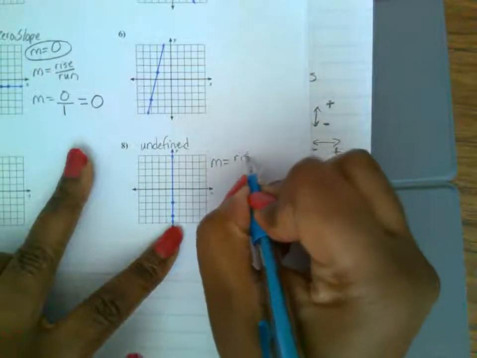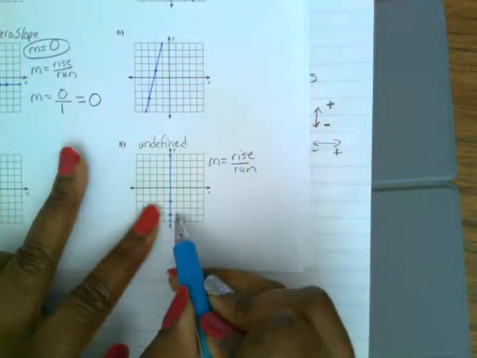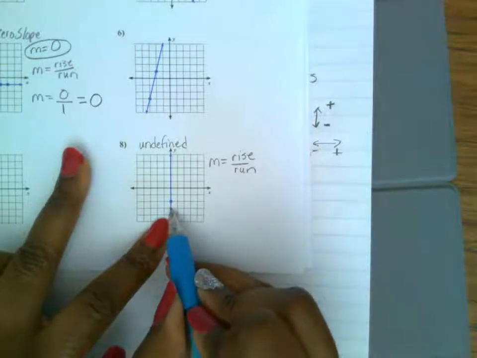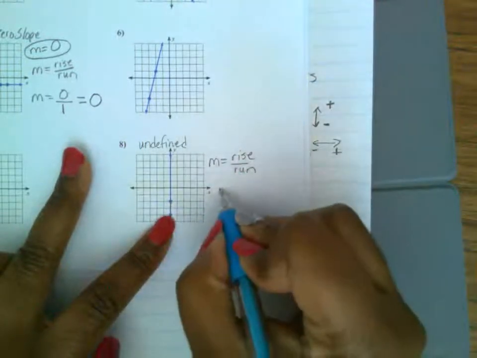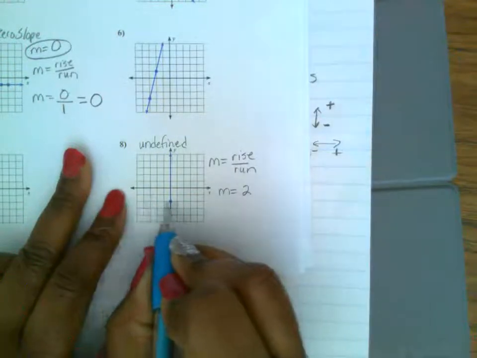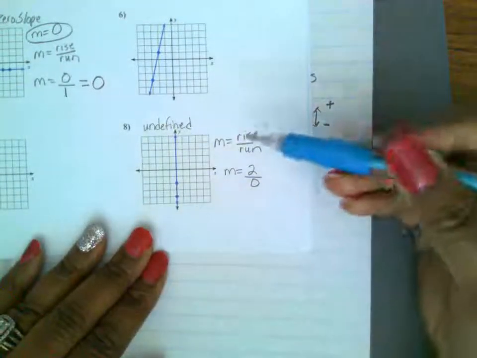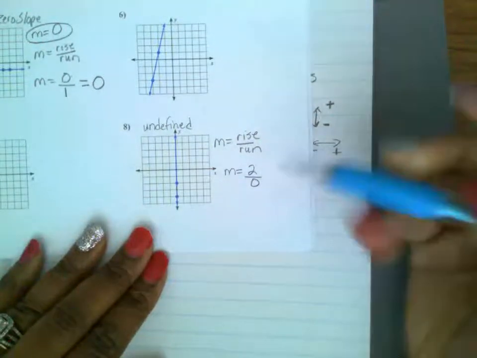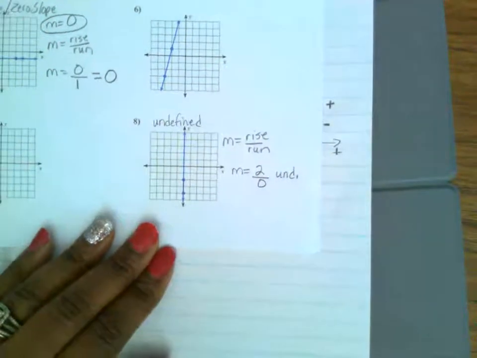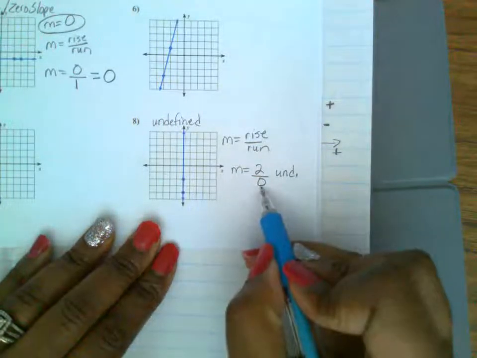M is equal to rise over run. If I go from this point to this point, I'm going up 1, 2. So my top number is a positive 2. And I don't go to the left or right at all, so my bottom number is a 0. Anytime you have 0 as a denominator, your answer is undefined, and you can abbreviate undefined like this. You cannot have a denominator of 0.